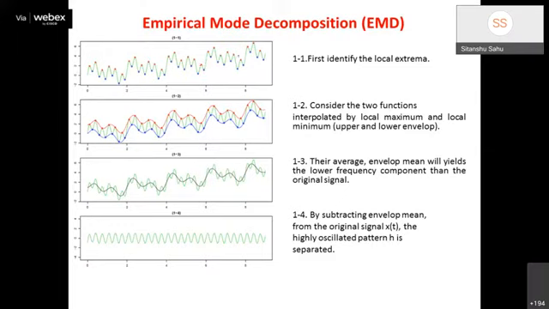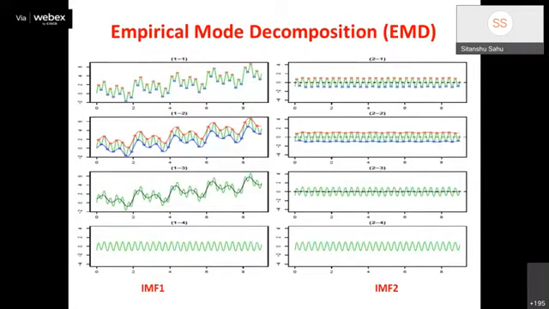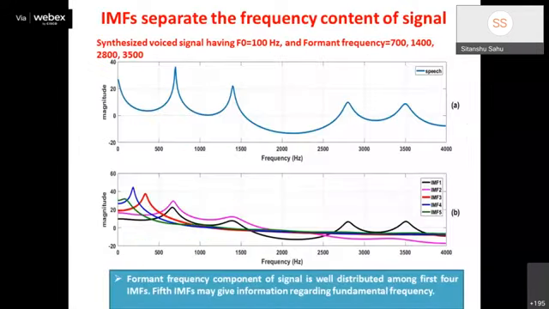The maximum points in the signal will be joined to form an envelope, and the minima points, the blue one, if you join them, become another envelope. These two envelopes you average and subtract from the input signal. The rest gives you this IMF1. This IMF is an oscillatory pattern which is the underlying structure of the input signal itself. Similarly, using IMF1, the same way we find another oscillatory pattern, which is also an inbuilt or hidden structure of the signal variation. So these IMFs try to capture the formant frequency and fundamental frequency information.